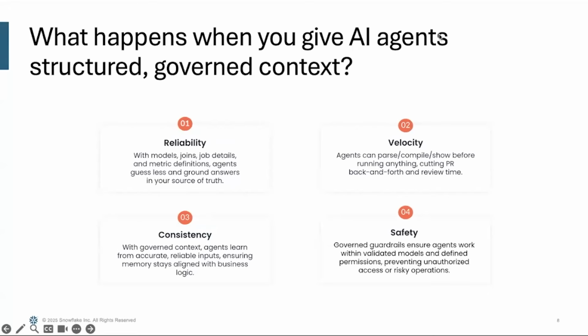So what happens when you give your AI agents structured and governed context? Well, you get quite a few things. First is reliability. This is a pretty big one. Probably not surprising, right? Without the structured context, your AI agents are essentially guessing about your data model. They might hallucinate table names, invent joins that simply don't exist, or misunderstand how metrics are calculated for your business.